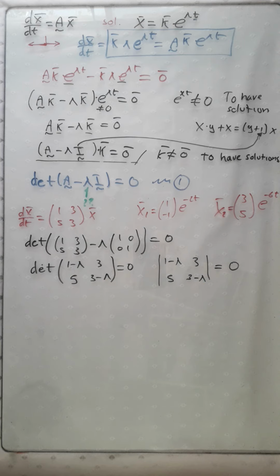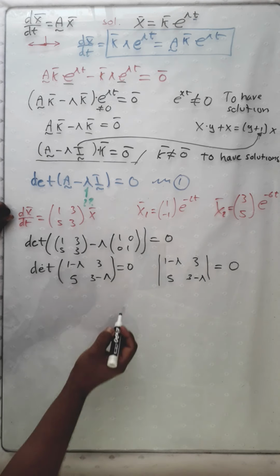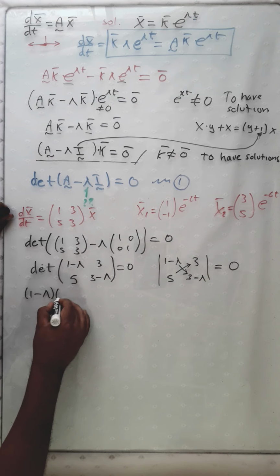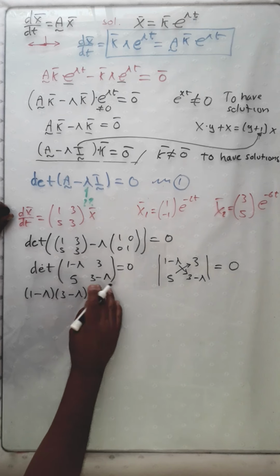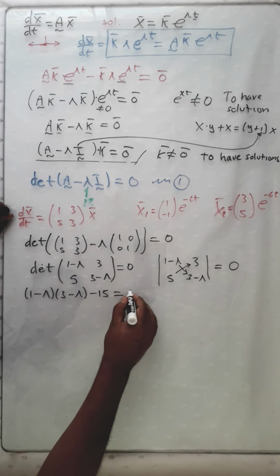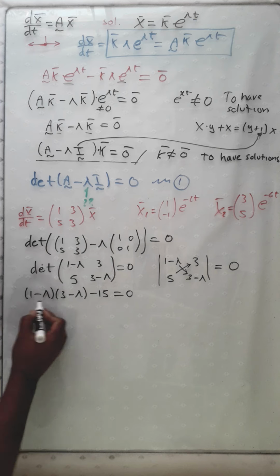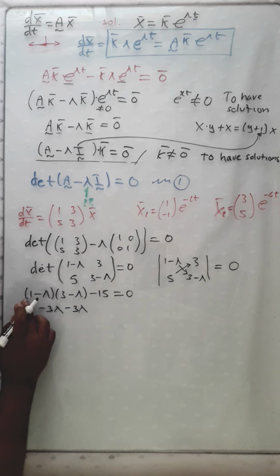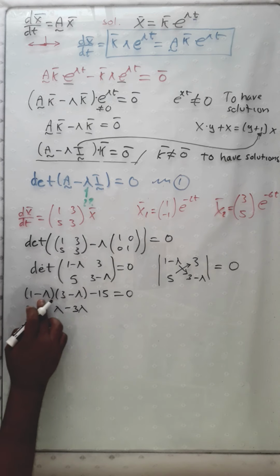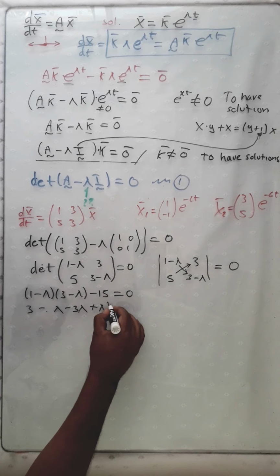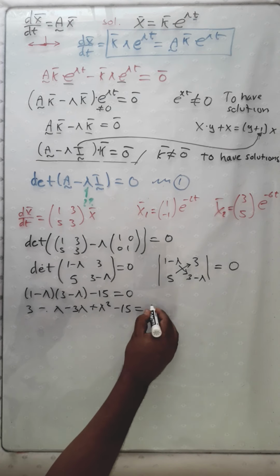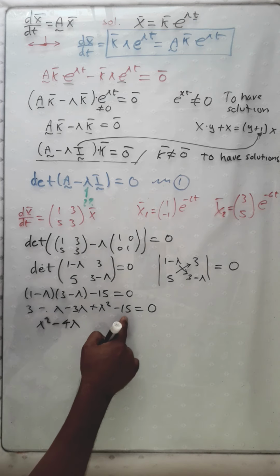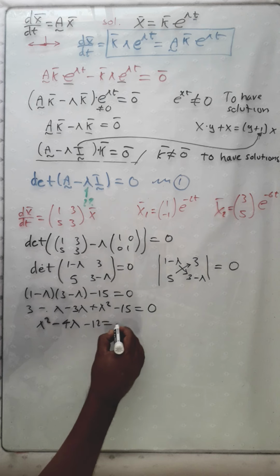Okay, so let's do the determinant. The determinant is this times this minus this times this. So it's going to be 1 minus lambda times 3 minus lambda minus 15, and that should be equal to 0. Okay, so let's do the multiplications. 3, and then minus 3 lambda, minus lambda, and then plus lambda squared, minus 15 equal to 0. Lambda squared minus 4 lambda, and 3 minus 15 is minus 12, equal to 0.